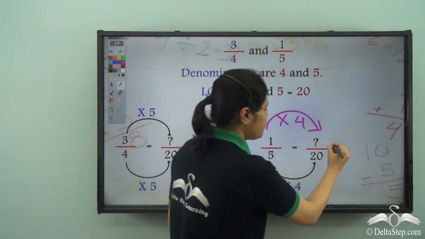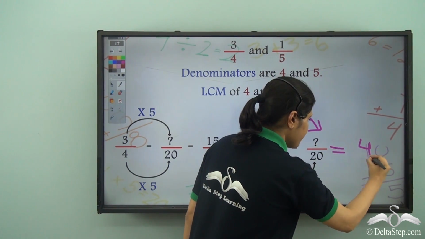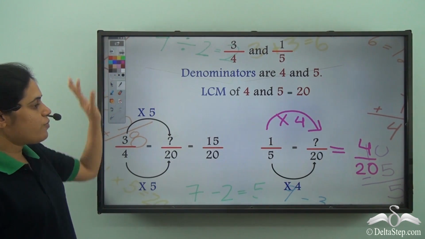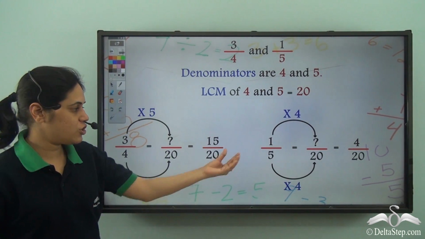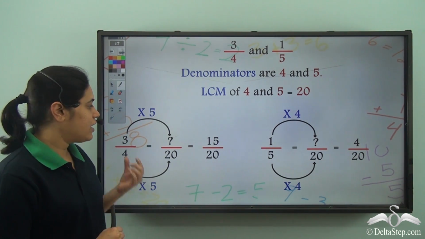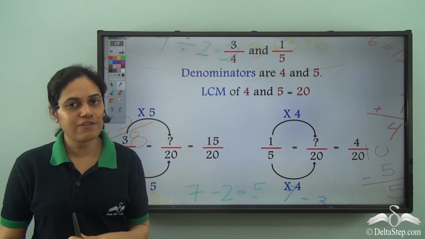Now, 1 into 4 will give me 4. And the denominator is already 20. So 4 by 20 is an equivalent fraction of 1 by 5. So this is how I can make two unlike fractions as like fractions.